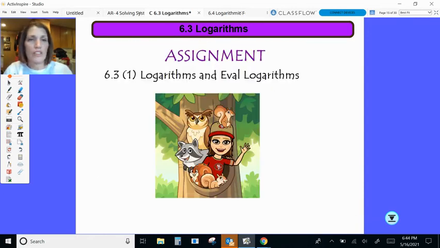Okay, so that's what we're going to do for today. We're going to basically practice writing logarithms and exponentiations back and forth, and also learning how to evaluate logarithms.